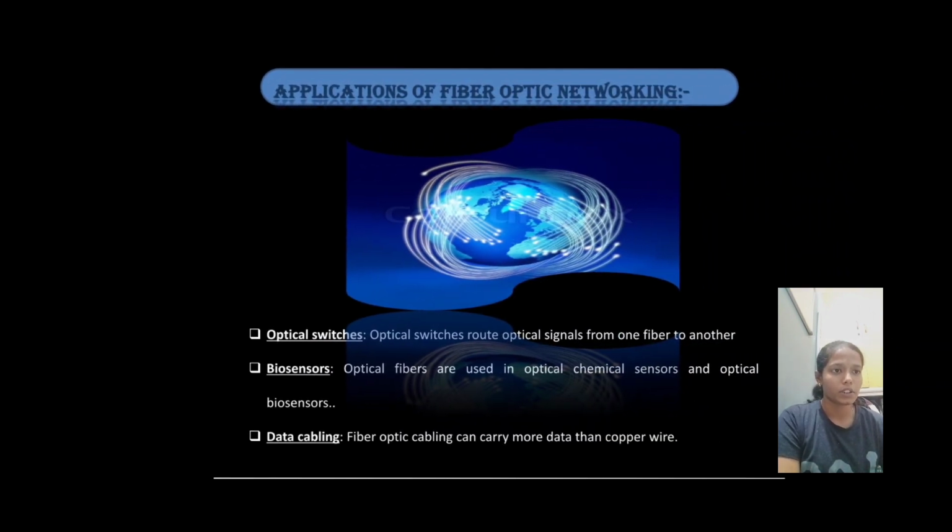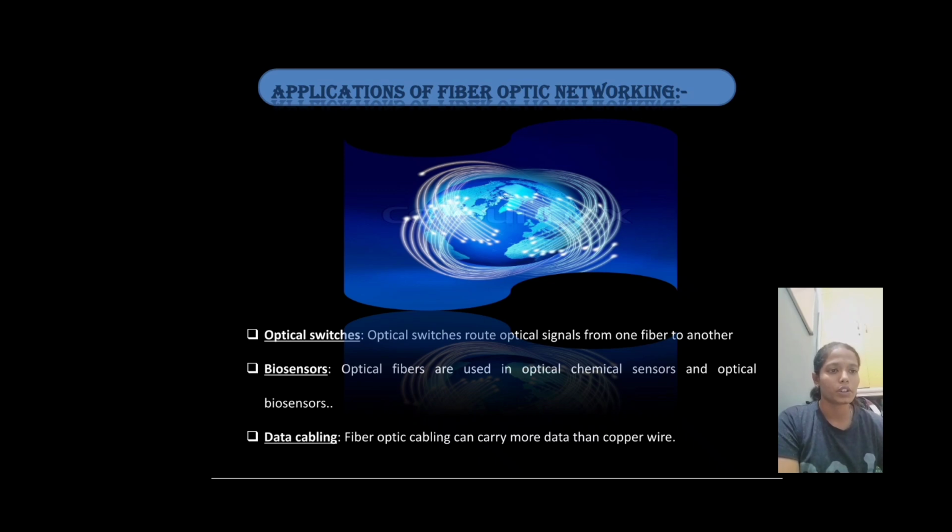And the fourth one is optical switches. Optical switches route optical signals from one fiber to another. Then biosensors. Optical fibers are used in optical chemical sensors and optical biosensors. And the last one is data cabling. Fiber optic cabling can carry more data than copper wire. And this is about fiber optic networking.